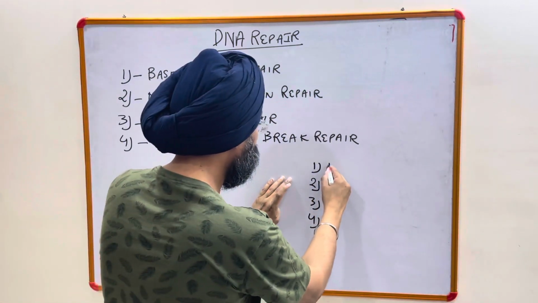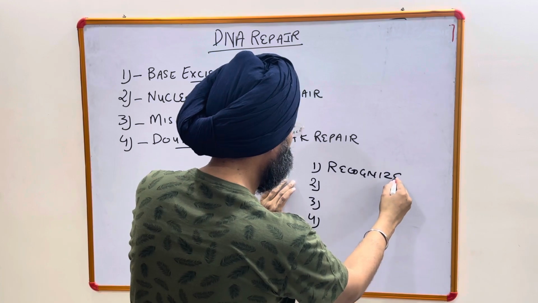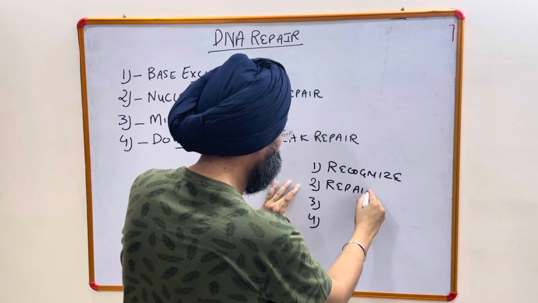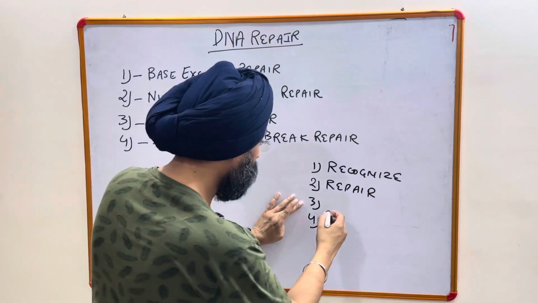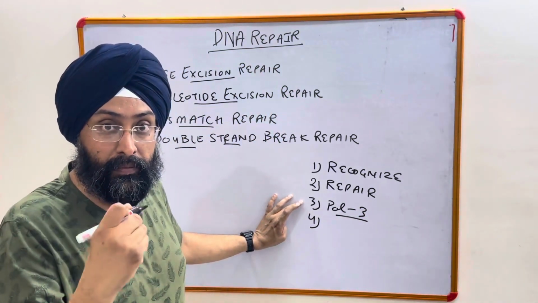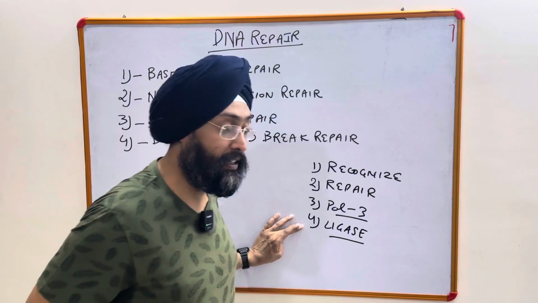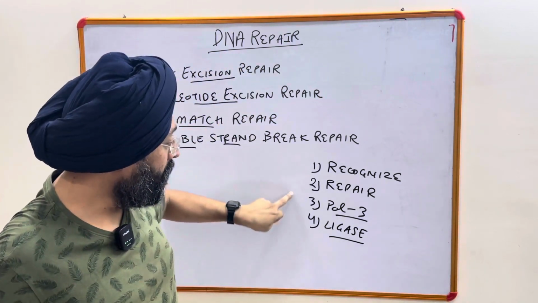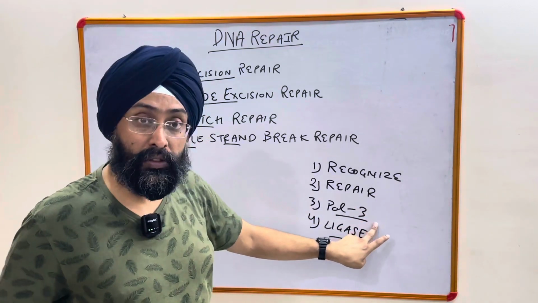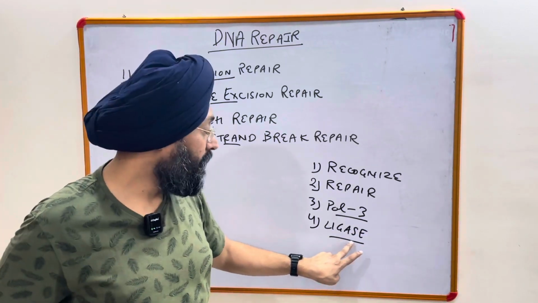First, you have to recognize the wrong base, right? And then you have to repair it, and then you use DNA polymerase 3 to synthesize that base, and finally comes the role of DNA ligase that will ligate that strand. So in these four repairs, you have these four steps common. First you recognize the wrong base, then you repair it, and then you synthesize the base where you have removed it with DNA polymerase 3, and then the strands are ligated by DNA ligase.